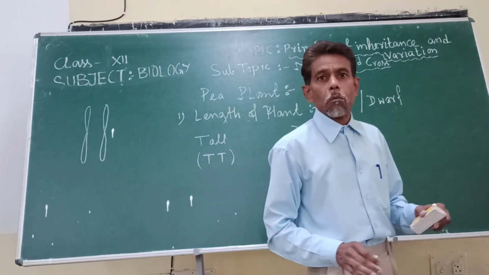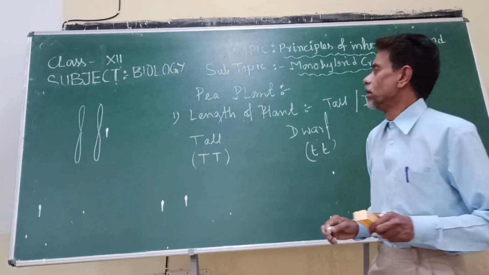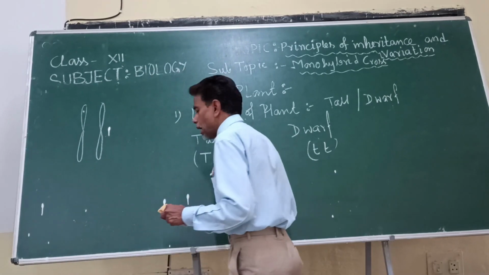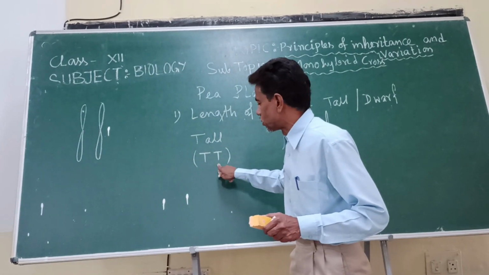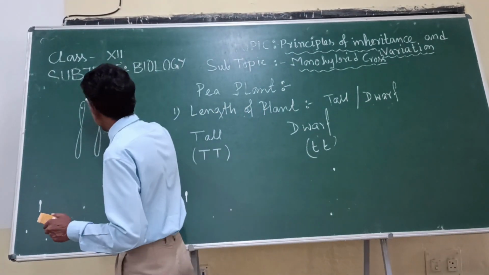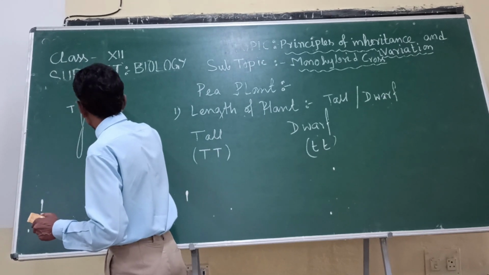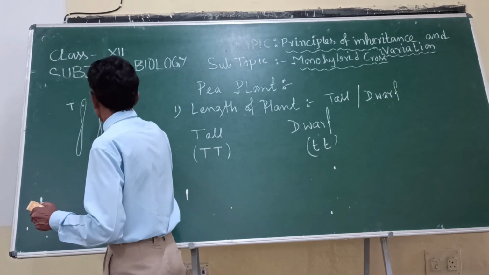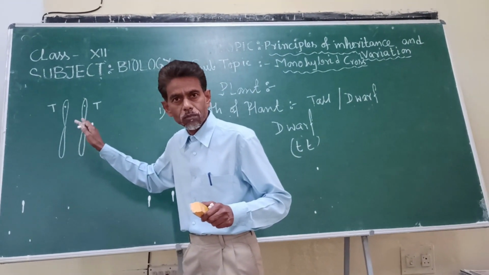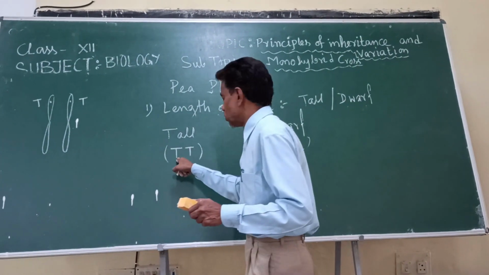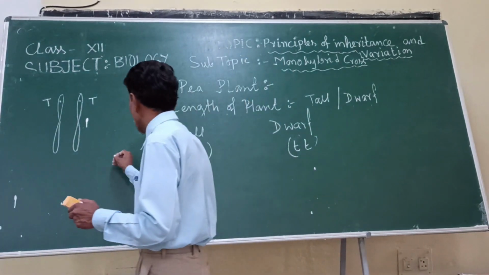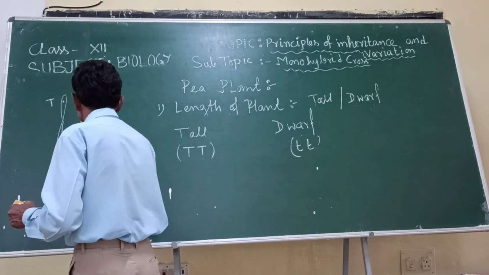During Mendel's time, much of genetics was not known. Anyway, suppose the character governing tallness is T, a pair of capital T. So one is present here, another on its homologue at the same position, called the locus. If both are capital T, then it is called the homozygous condition.